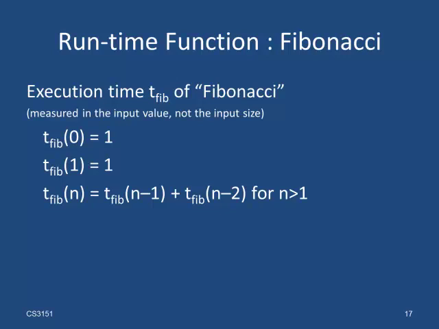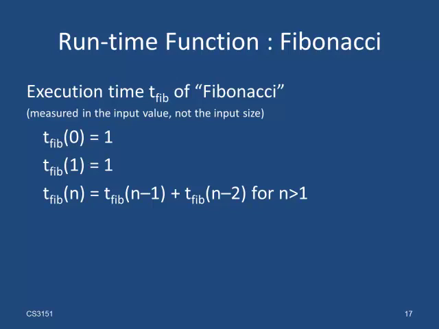The execution time function tfib is recursively defined by setting tfib of 0 and tfib of 1 to 1 in the base case. Because if the input value is 0 or 1, then the function executes a constant number of steps only. Otherwise, if n is greater than 1, the number of steps by function Fibonacci of n is equal to the number of steps executed by Fibonacci of n-1 plus the number of steps executed by Fibonacci of n-2. Thus, tfib of n is equal to tfib of n-1 plus tfib of n-2.